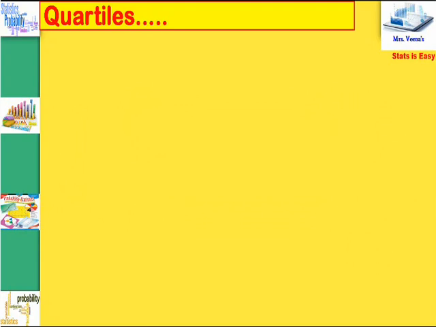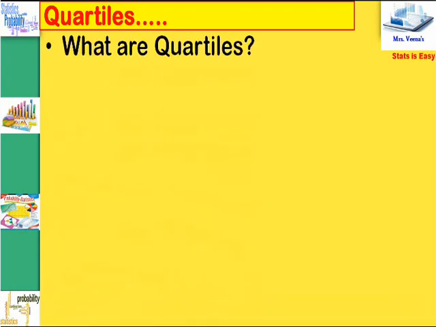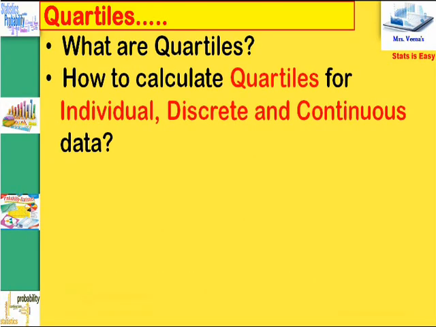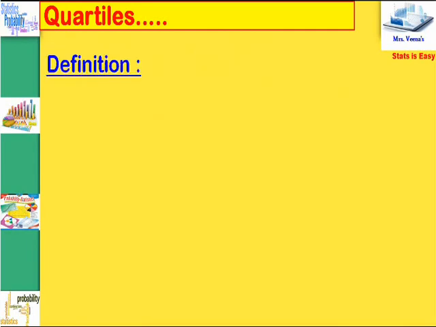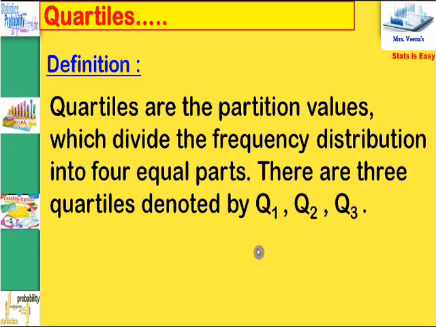Friends, today we will see what are quartiles, how to calculate quartiles for individual, discrete and continuous data. First we will see the definition. Quartiles are the partition values which divide the frequency distribution into 4 equal parts. There are 3 quartiles denoted by Q1, Q2 and Q3.